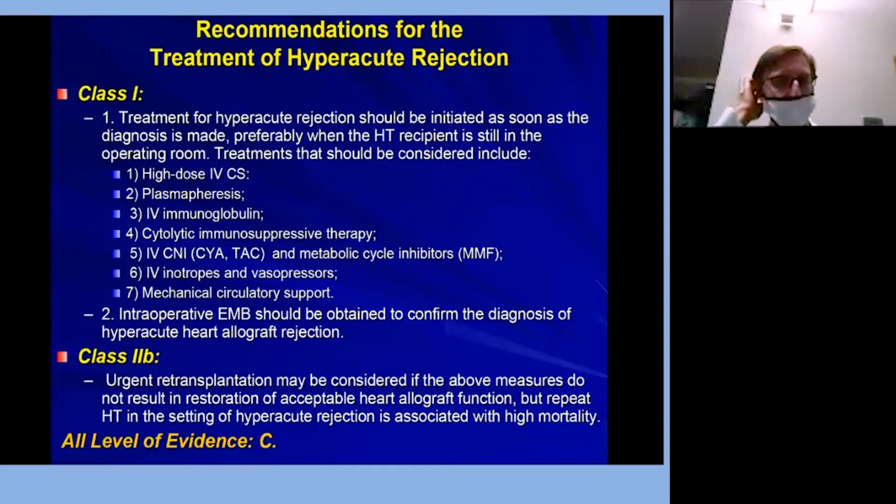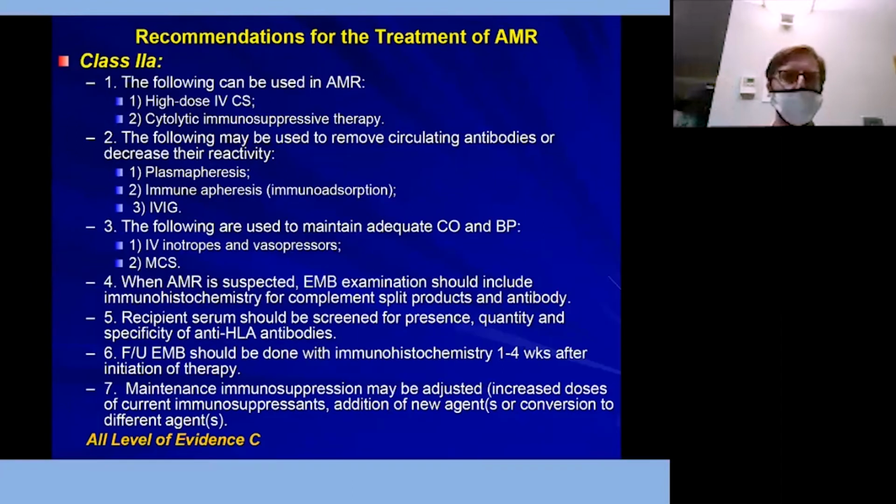So in terms of hyperacute rejection, again, hopefully you guys will never see this, but while they're still in the operating room, typically these guys are given high-dose steroids, plasmapheresis, IVIG, thymoglobulin, and mechanical support, and usually would need urgent retransplant. But you guys won't be managing those, hopefully ever, and especially not without us. But if you do, for whatever reason, you should just be vaguely aware of it.